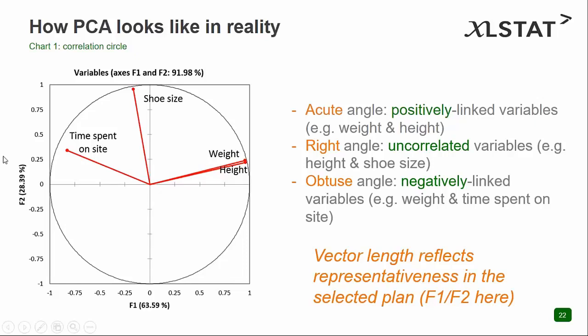Vector length is simply the representativeness in the selected plan, the quality of representation of these variables in the selected plan. Here we selected the plan F1 and F2, and the vector length shows you to what extent your variables are well represented on this plan. Here they are all more or less well represented because they are all associated to long vectors. We could have expected this because this plan, F1 versus F2, holds 92% of the information. If we had a short variable here, we could expect that it's better represented on another dimension, such as F3 or F4, but this is not the case here.